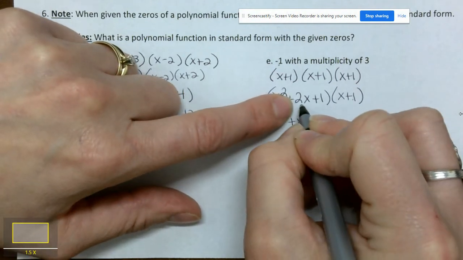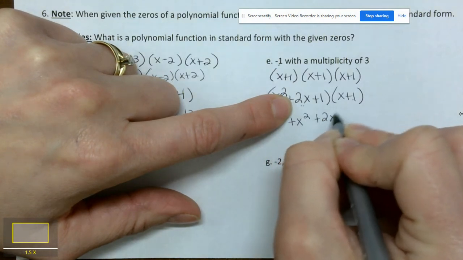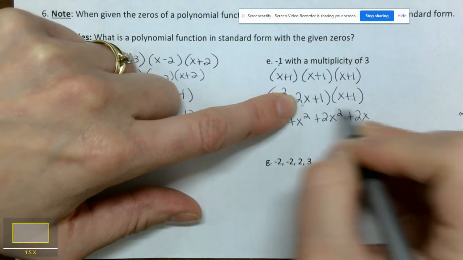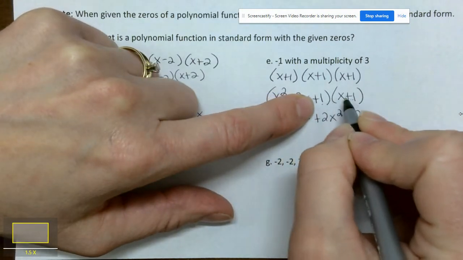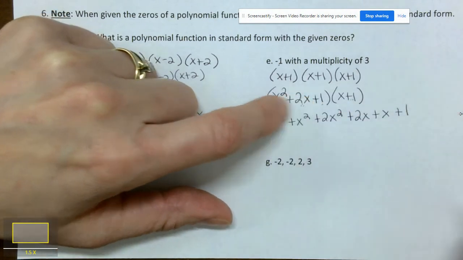Then I'm going to move to the 2x. 2x times x is 2x squared, and 2x times 1 is 2x. Then I'm going to go to 1. 1 times x is x. 1 times 1 is 1.